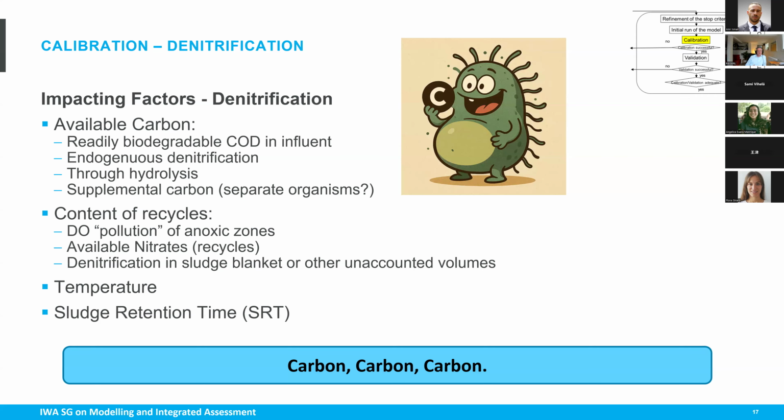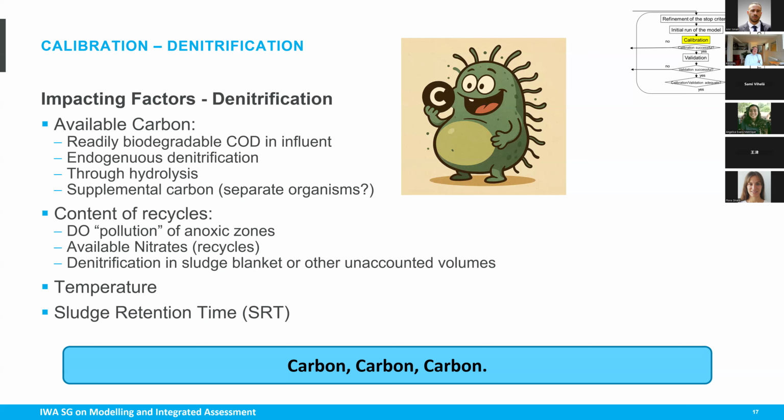That might sound trivial, but in terms of calibration, that means you have to understand what is recycled back, right? So it's always a good idea to ask for some measurements of nitrate in your RAS and internal mixed liquor recycled streams. Yeah, so just to understand what comes back, right?